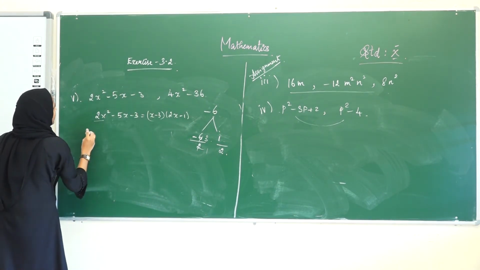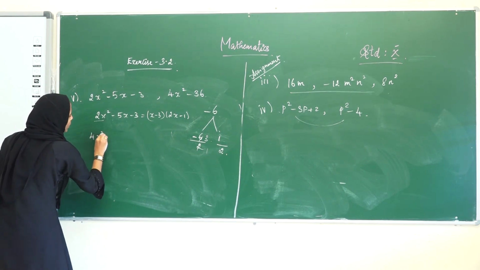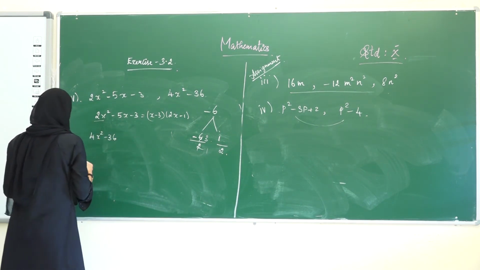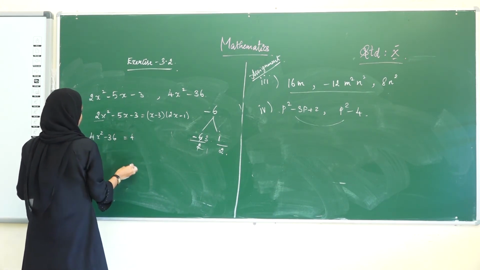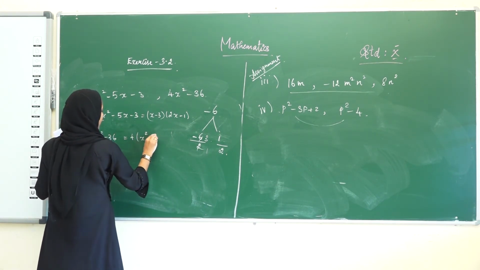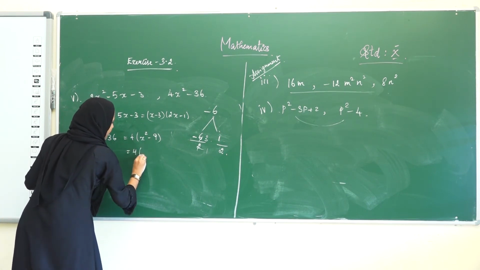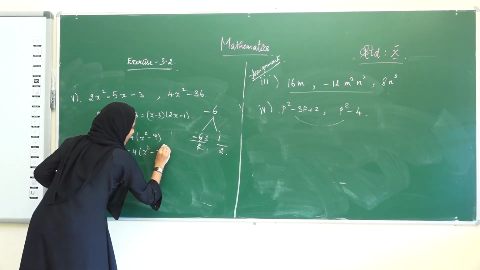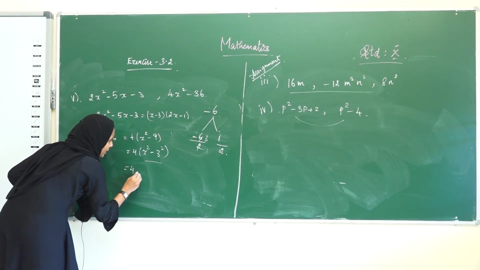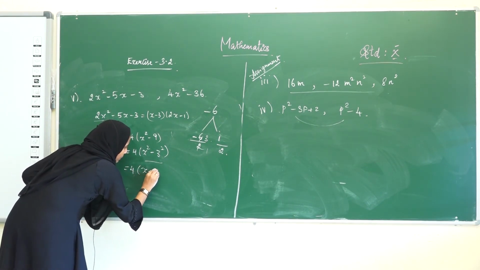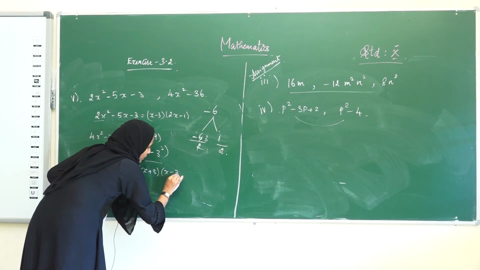The next term, 4x square minus 36. We can take the 4 outside. Then this will be x square minus 9. 9 can be written as 3 square, so x square minus 3 square. This is of the form a square minus b square. Therefore, 4 can be taken as it is, and then x plus 3 into x minus 3.